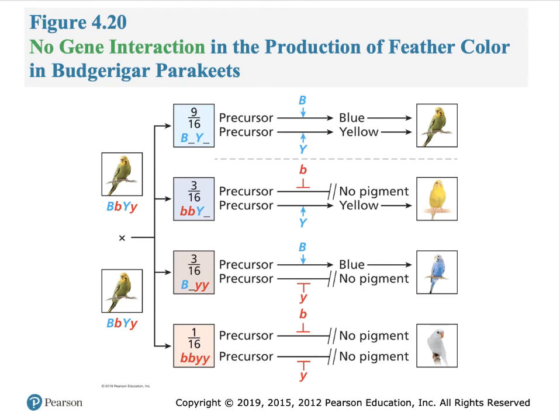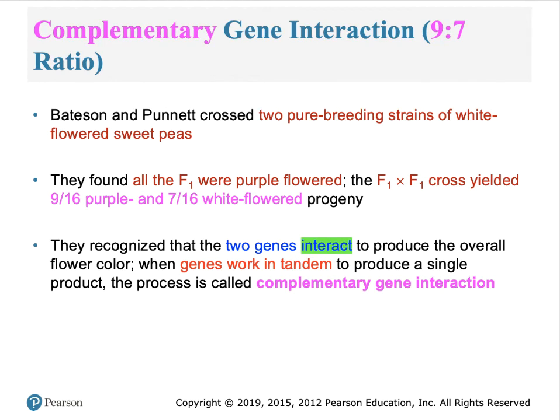This is very important. In another historical experiment, Bateson and Punnett, yes, that Punnett of the Punnett square, crossed pure breeding strains of white flowered sweet peas. And they found that all the F1 were purple flowered. They crossed the F1 together to yield the F2. Now in the F2 they were expecting a 9:3:3:1 ratio, but what they observed was a 9:7 ratio. 9 purple flowers for every 7 white flowers.